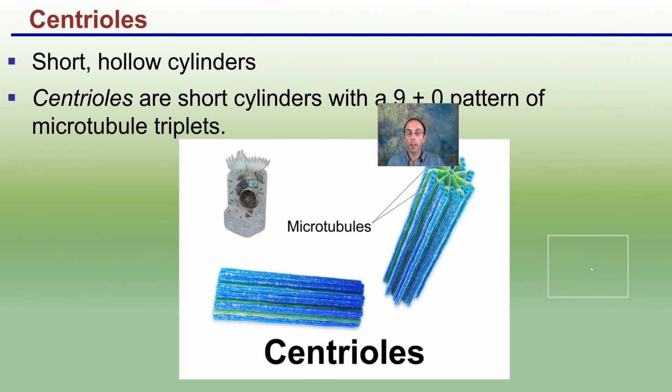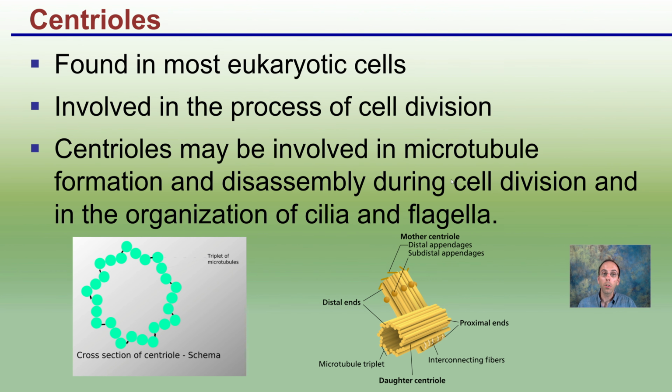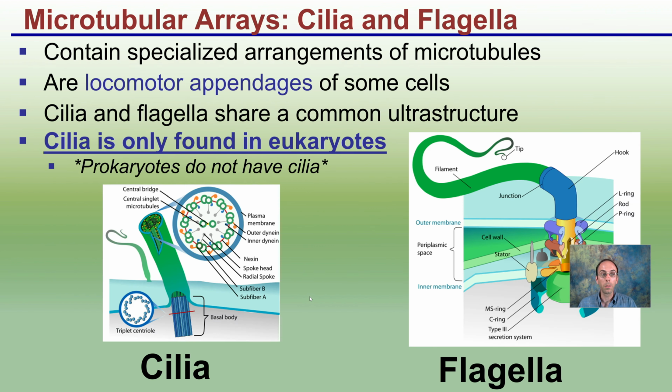Centrioles are hollow, short cylinders. They have a 9+0 pattern of microtubule triplets. A collection of straws is a way to think about how they look visually. Centrioles are found mostly in eukaryotic cells and are involved in cell division. They may be involved with microtubule formation and disassembly during cell division, and in the organization of cilia and flagella, which I'm going to talk about in a little more detail. You can see it looks almost like a circular form of uncooked pasta.